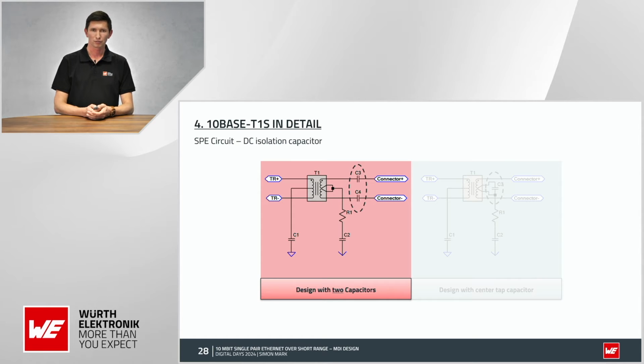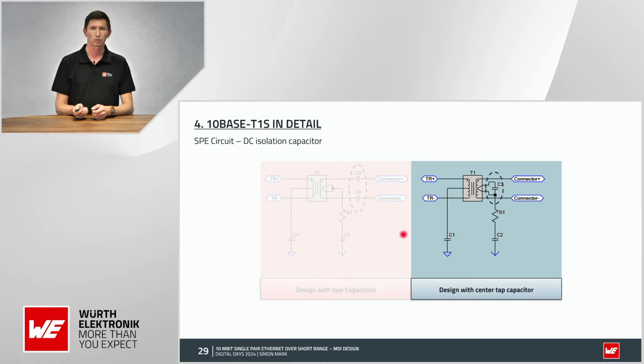For the placing of the capacitors, you can put two capacitors on the line, or you can put one in the center tap termination. This is only possible for our transformer because here on the connector side there is a split termination, so you can establish a center termination split and solder a capacitor between, and then you have this isolation capacitor on the line.